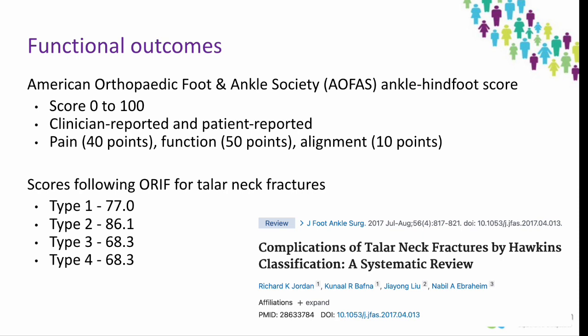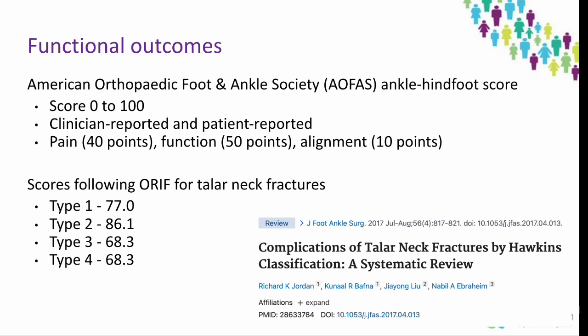In terms of functional outcomes following talus ORIF, one of the scores that's more commonly reported is the American Orthopaedic Foot and Ankle Society score, the ankle and hindfoot score. It's a score between 0 and 100, 100 being the best score. It's both a clinician-reported and patient-reported outcome. It has points for pain, function, and alignment.